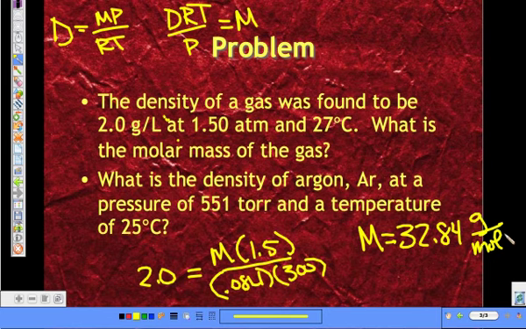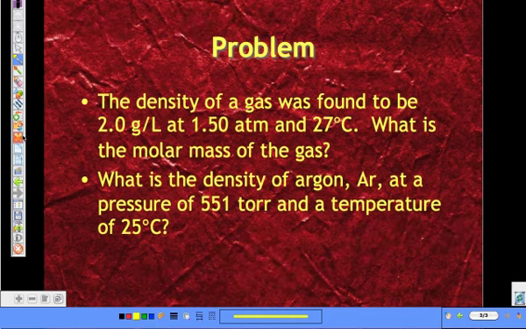The last one, looking at what's the density of argon at a pressure of 551 torr and a temperature of 25 degrees Celsius. So if we're looking at our density equation, we're looking for density, so we can just leave it as D. What's our pressure? It's right here. Right, we need to change it to ATM. That's what we're getting at.